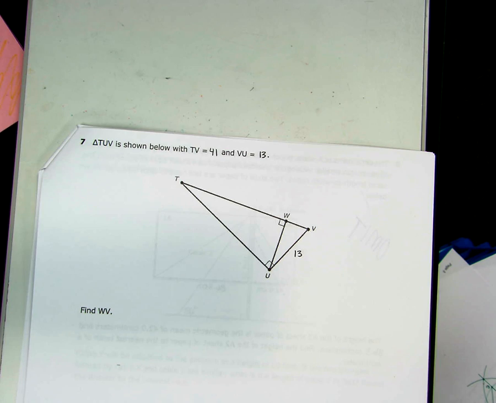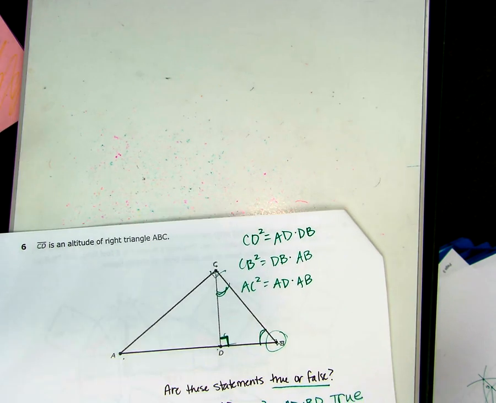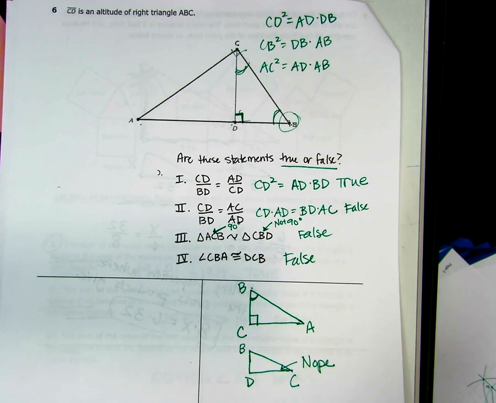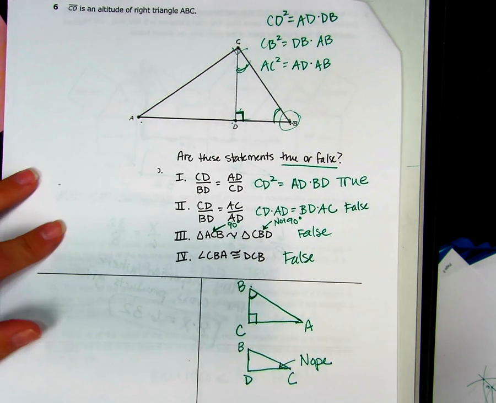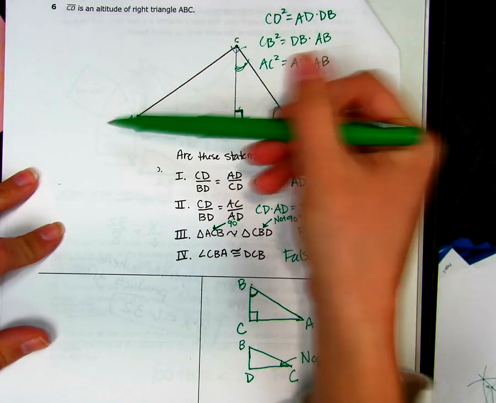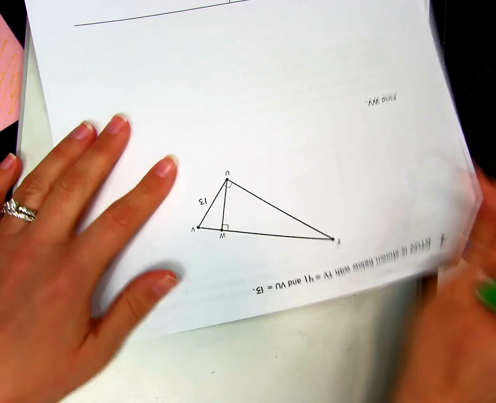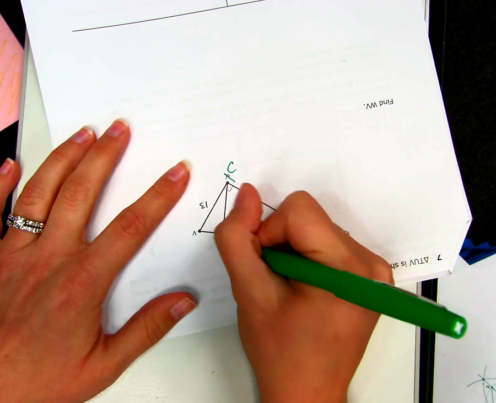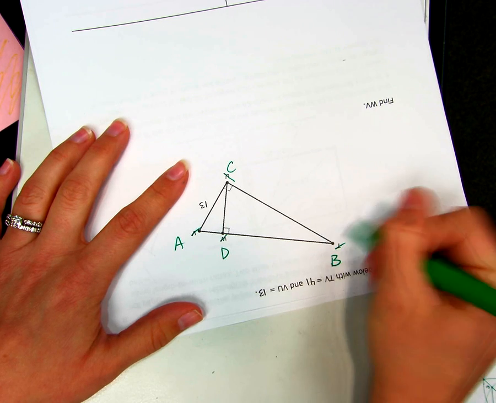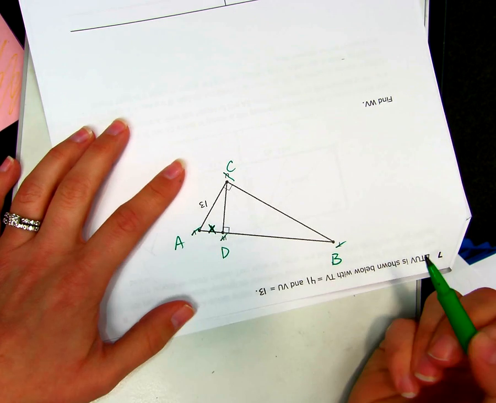Number 7, this is another one like these. These formulas are what's going to help you. I do better if I have these letters. So I'm going to put CD on the altitude and A and B on the corners. I'm going to turn my paper this way so it faces what I'm used to. C, D, and A and B. We want to find this one right here.